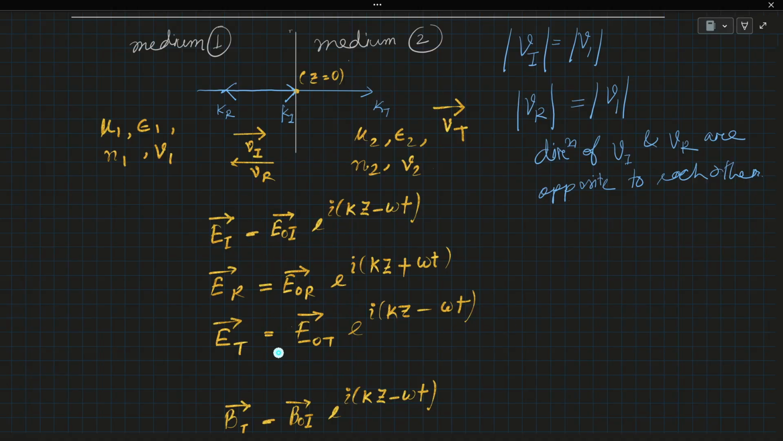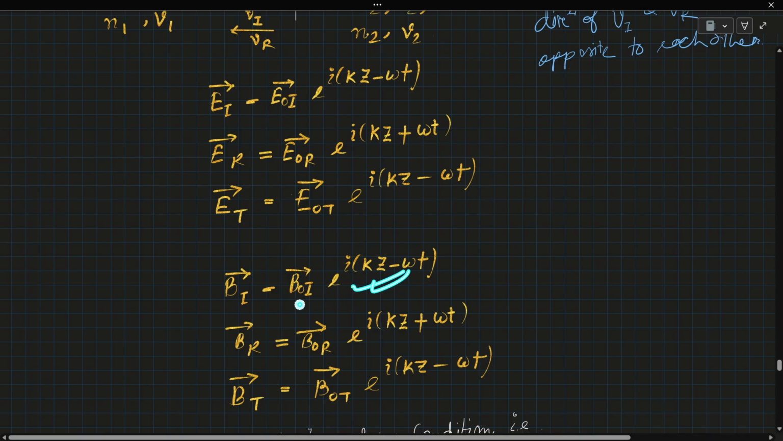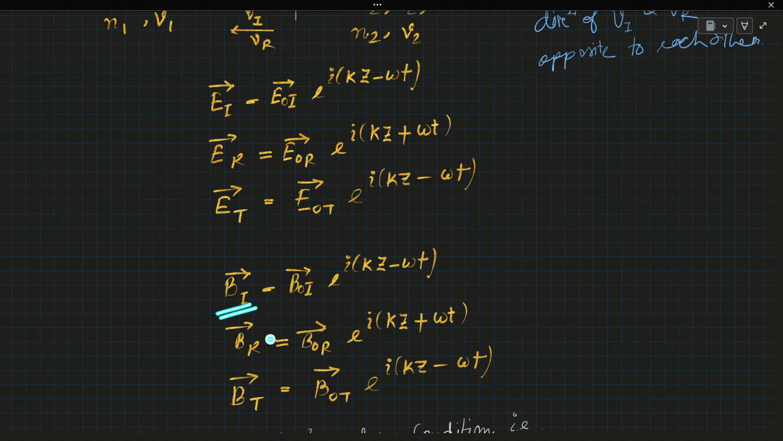Similarly for the magnetic field, for the incident wave, Bi equals B0i e to the power i(kz minus omega t). These terms are similar, only this is B instead of E. For the reflected wave, Br equals B0r e to the power i(kz plus omega t). Similar concept: if this is negative, this will be positive. And then Bt equals B0t e to the power i(kz minus omega t).